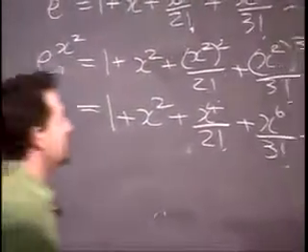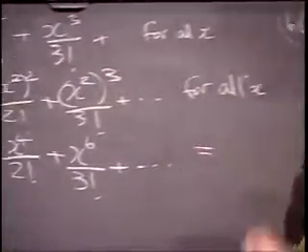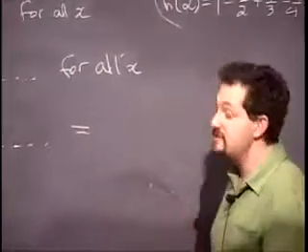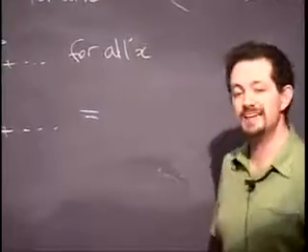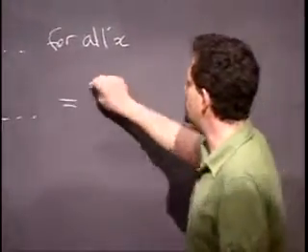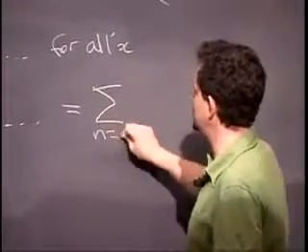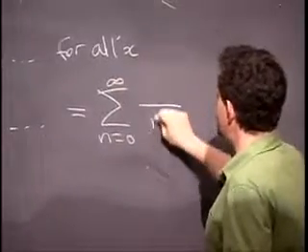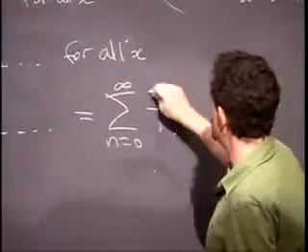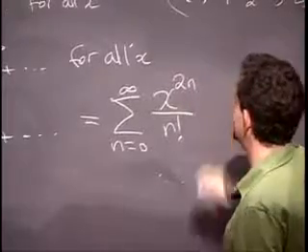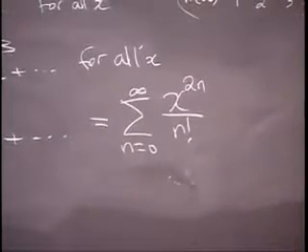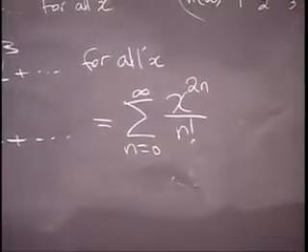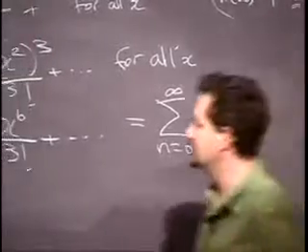If you did have to write it out in sigma notation, you could start with the original sigma notation and replace x by x squared, or you can just inspect this and say, look, the denominator is n factorial, but the numerator must be x to the 2n. It's sort of obvious just from looking at it. And it's true for all x. Okay, that's a pretty easy one. How about this?